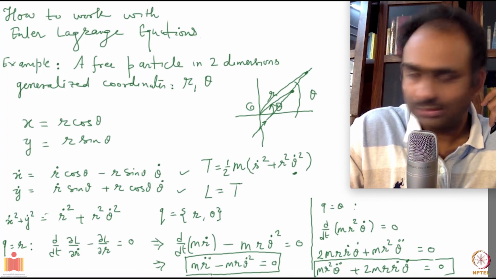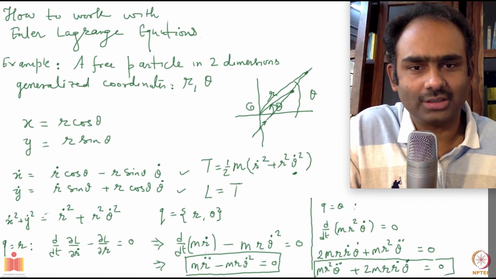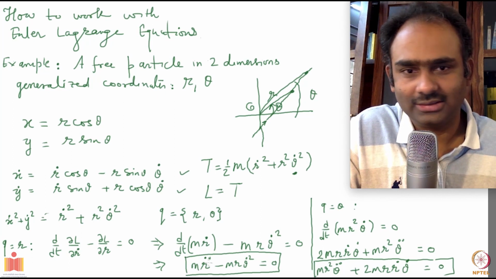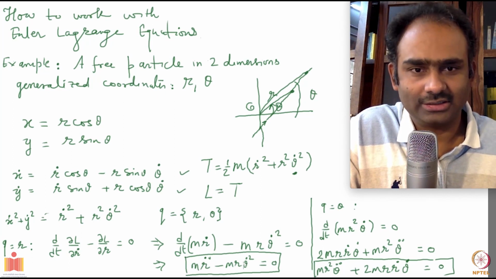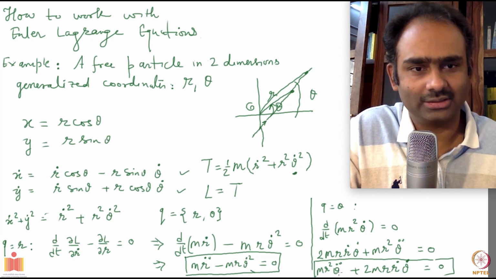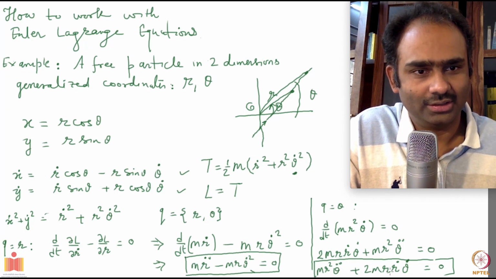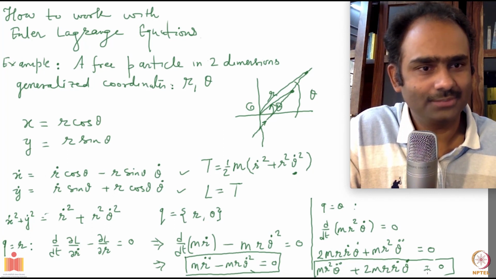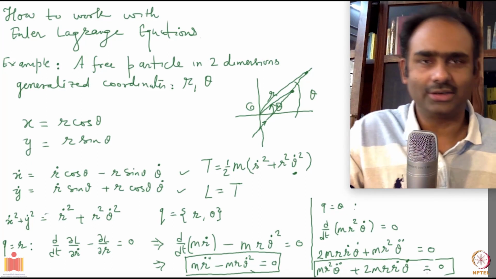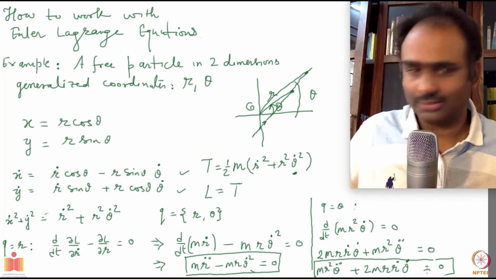Just note that this is your linear acceleration along the radial direction. This is your centripetal term. This is your linear acceleration along the theta hat tangential direction. That's your Coriolis term. And because there are no forces, your right hand sides are 0.